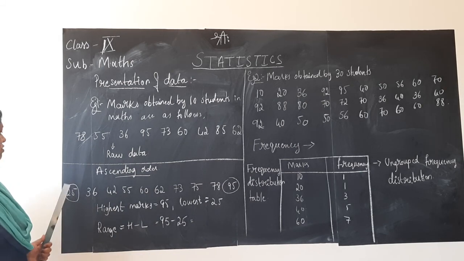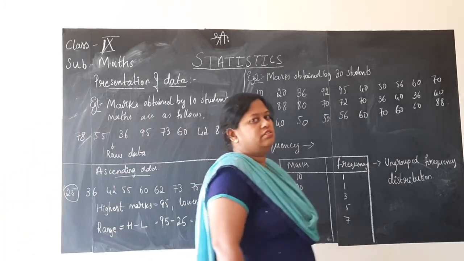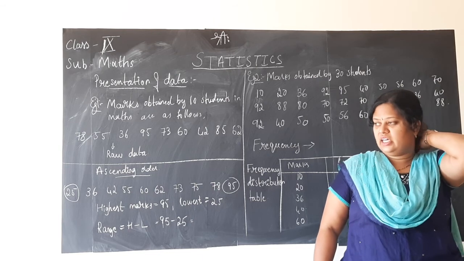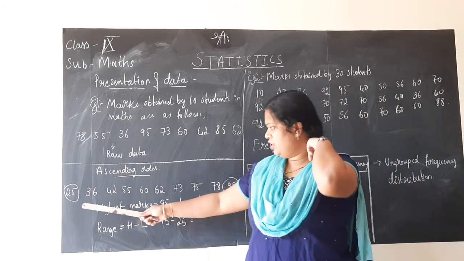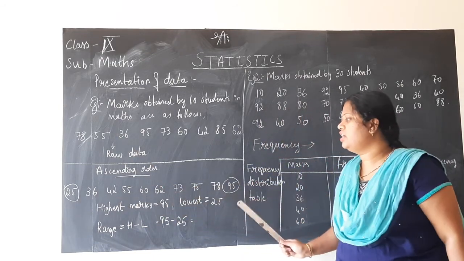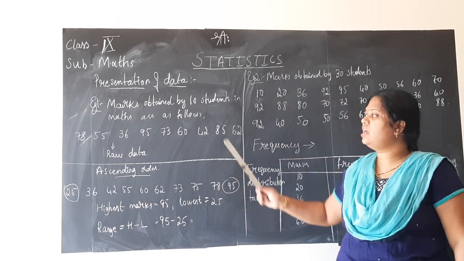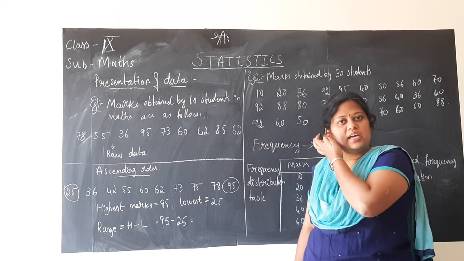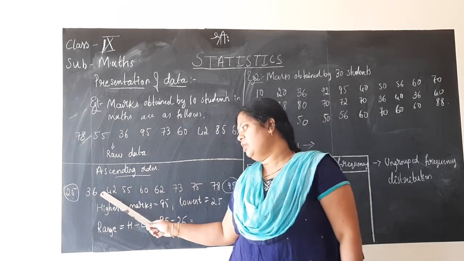So children, simply collecting the information is not sufficient, but how you present it so that people understand it easily is also what matters here. After arranging the same given scores in ascending order, we can easily find out which is the lowest score and highest score. This takes less time compared to the first case of finding the lowest and the highest scores, children. So this is one method.